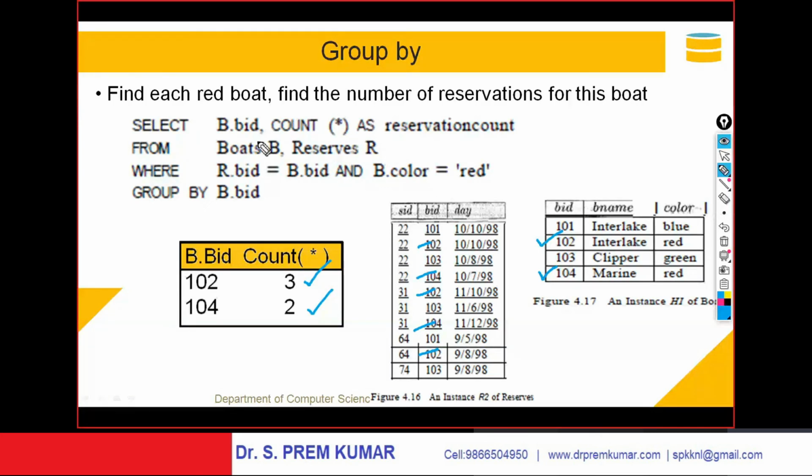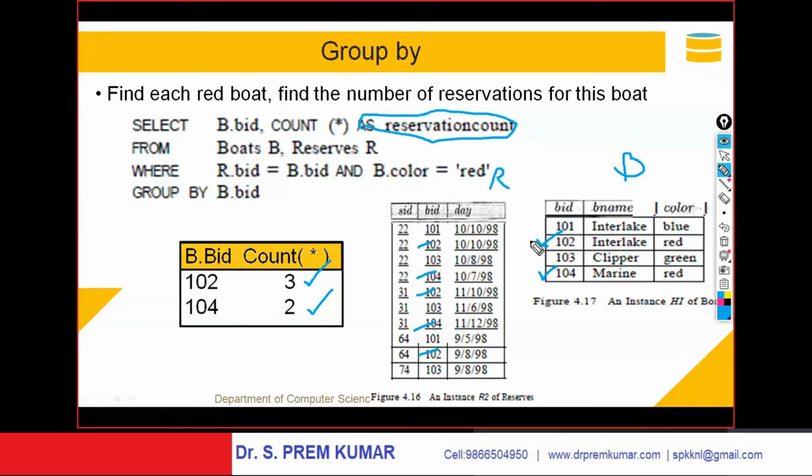That is the question. Select boat ID, count of asterisk. For the time being, you forget about this. Select boat ID, count of asterisk from boats B, reservation R. This is called B and this is called R. I'm using a join operation: R dot boat ID equals B dot boat ID. And B dot color should be red. B dot color is red means this. And R dot boat ID should be equal to B dot boat ID.